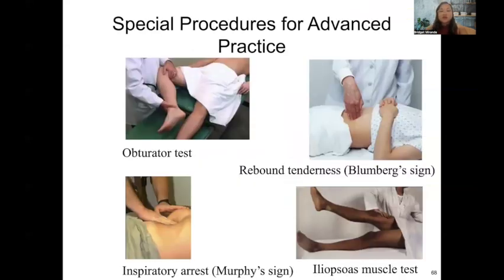There are some other special procedures here for advanced practice. I won't go through them at length. You can look them up in more detail in Jarvis, but these are ways for us to test to see if there are specifically appendicitis concerns in your patient. Not diagnostic, but can help you to understand if maybe appendicitis should be one of the differentials.